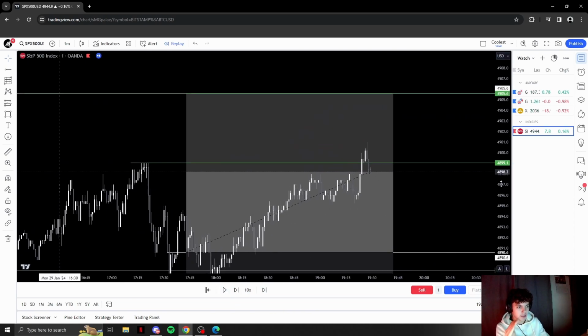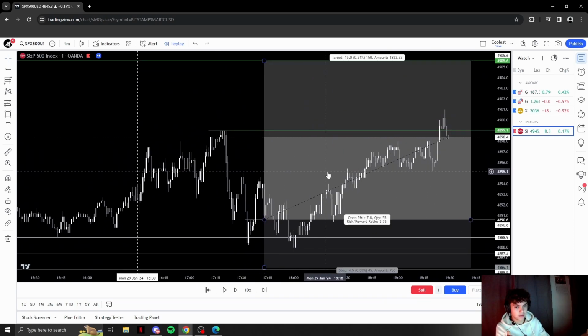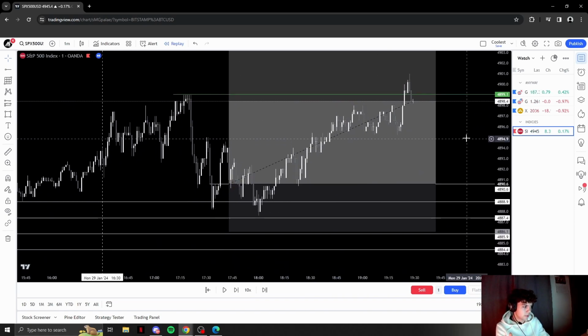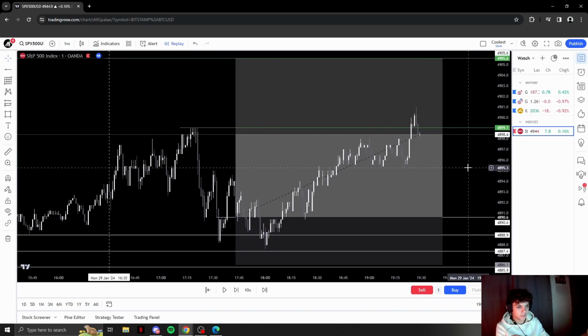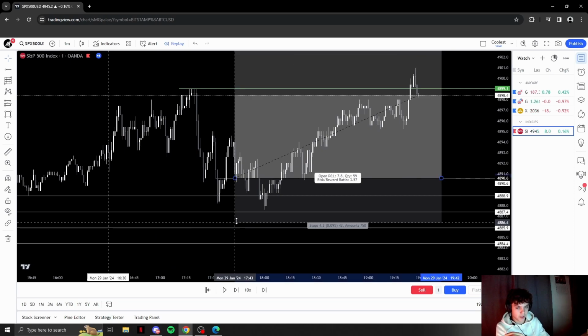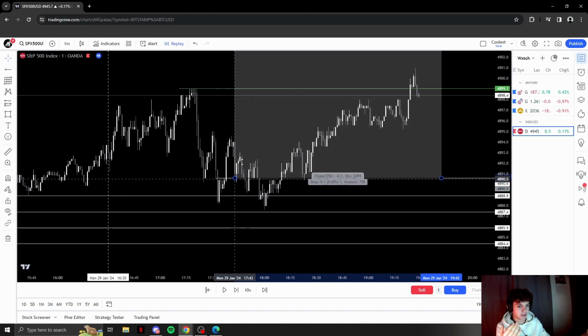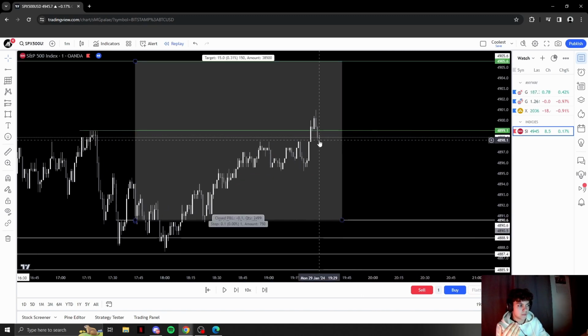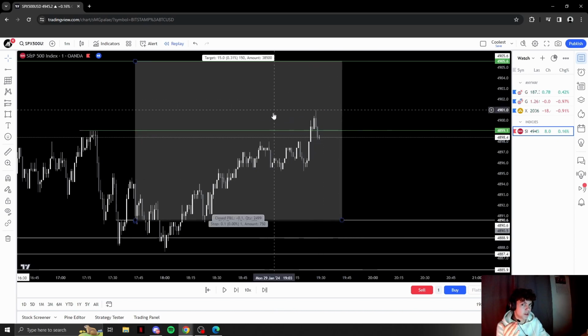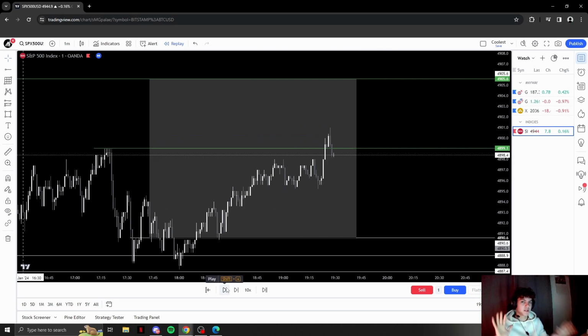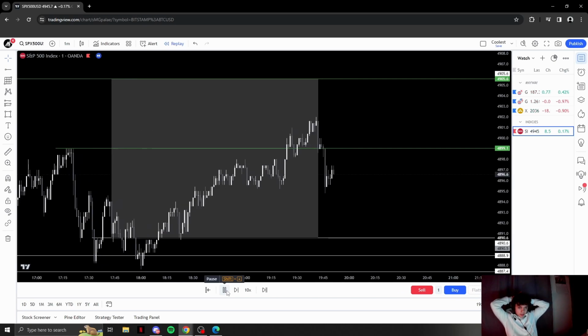Okay, in this case, my first take profit gets hit. So after my take profit gets hit, I take 50% off of my position, and then I move my stop loss to break even like this. So if it goes down, I don't lose anything, and I already made money right over here. So now it's like just free cash coming in like this.